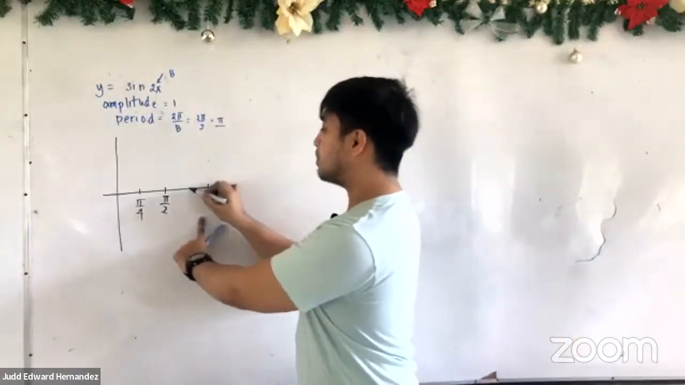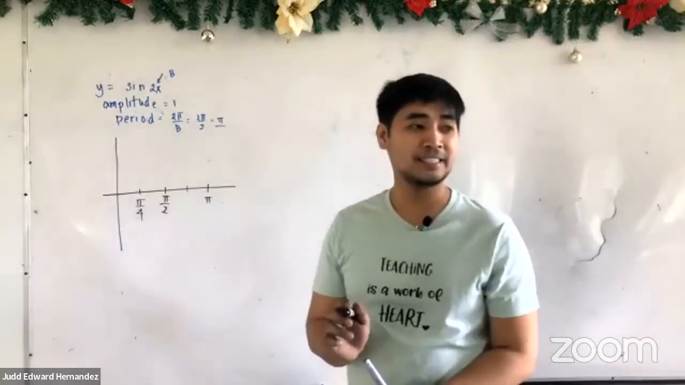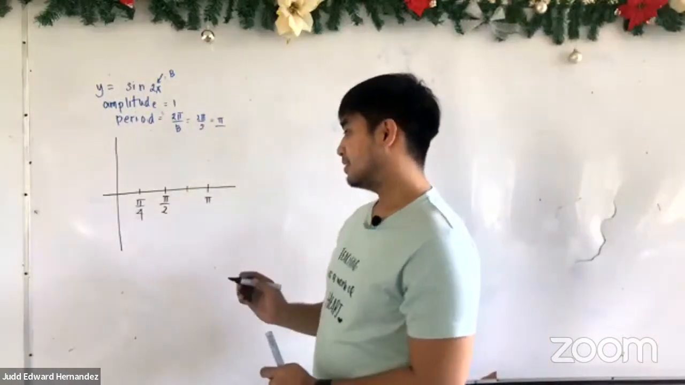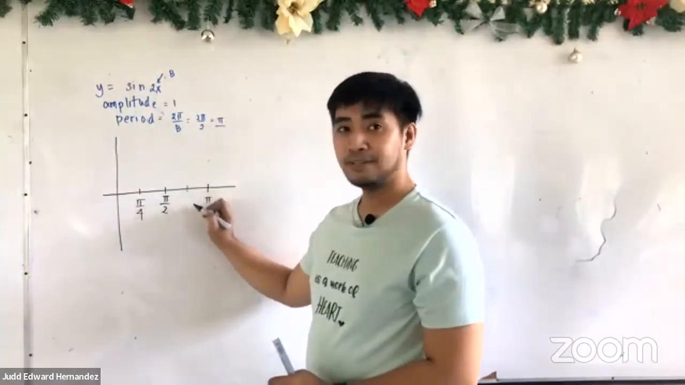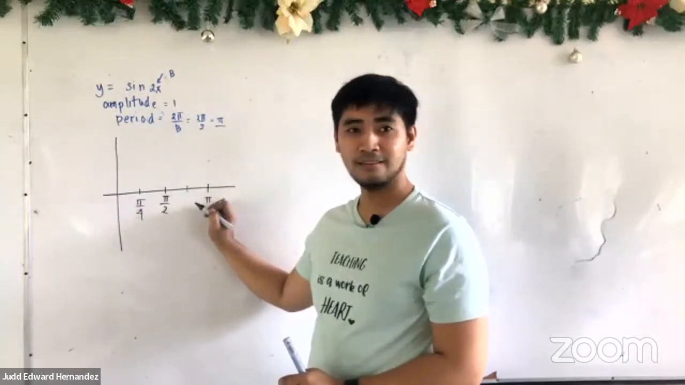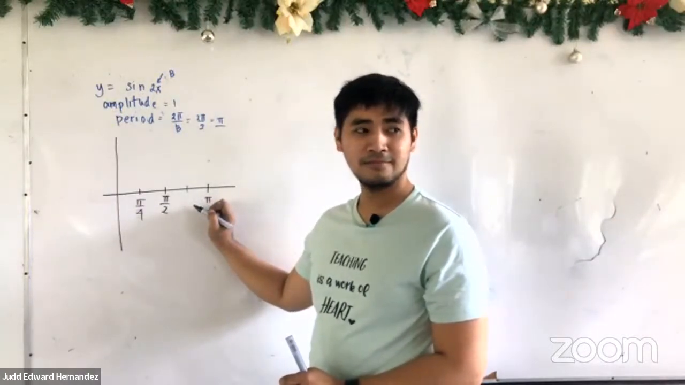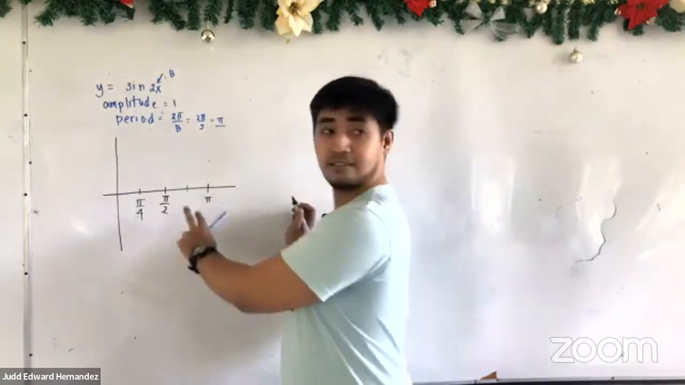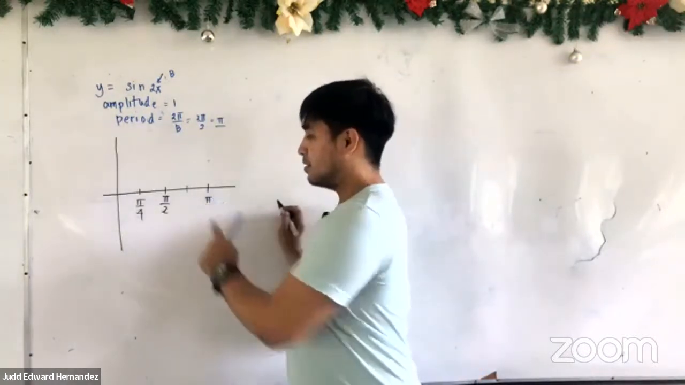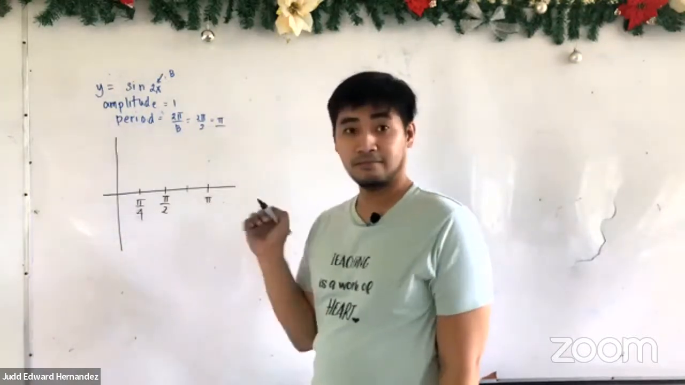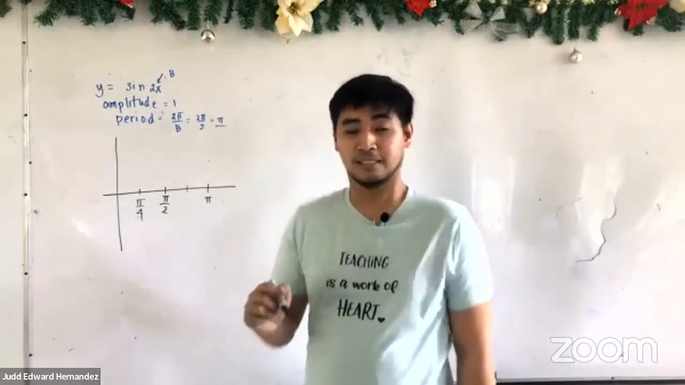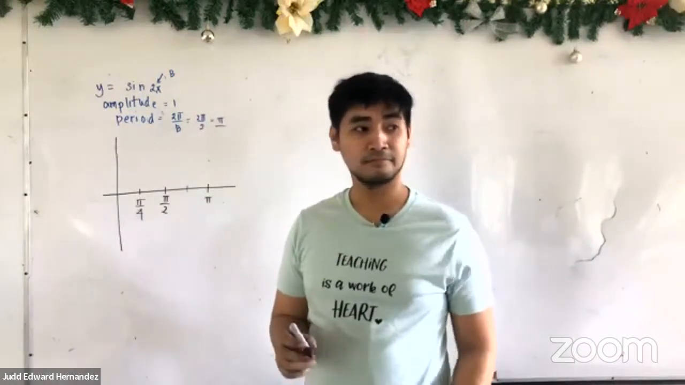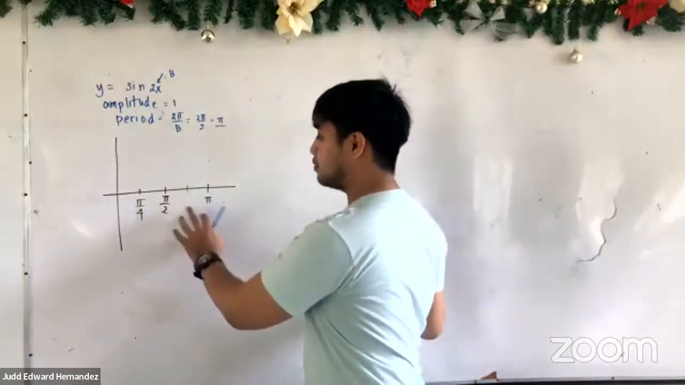Ano naman yung nasa gitna ni pi over 2 sa ni pi? 3 pi over 4 po. Yes. 3 pi over 4 po. This becomes what? Ano po yung nasa gitna ni pi over 2 sa kanila?